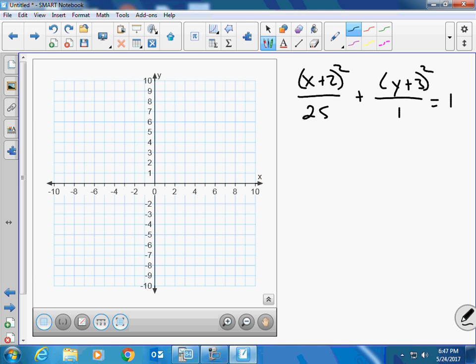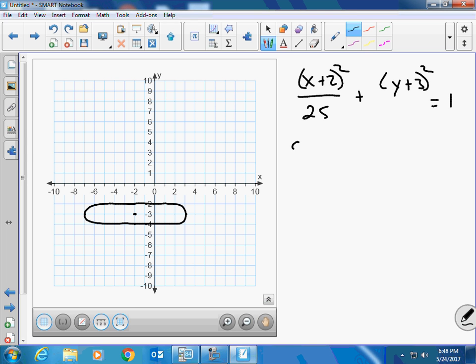All right, my center is at -2, -3. We're sitting down here. We're going out 5 in the x direction. And we're going up 1 in the y direction. Now, I could have written it like that. I didn't need that 1 underneath there. Okay? All right. So my ellipse is very elliptical. I'm going to expect my focal points to be right out at the vertices, almost touching them. Okay, so there's my ellipse.